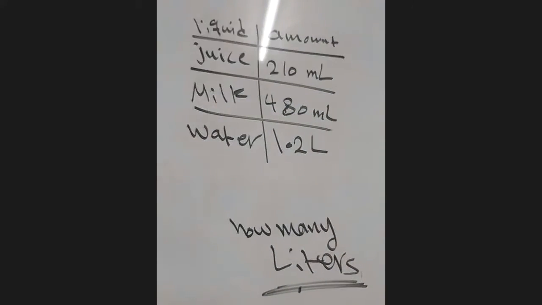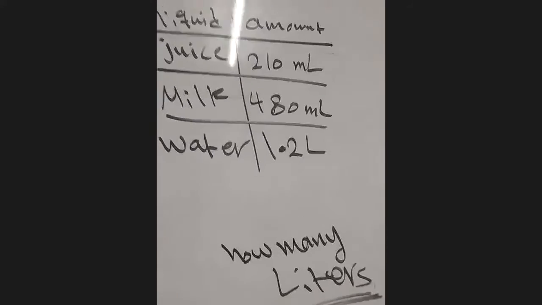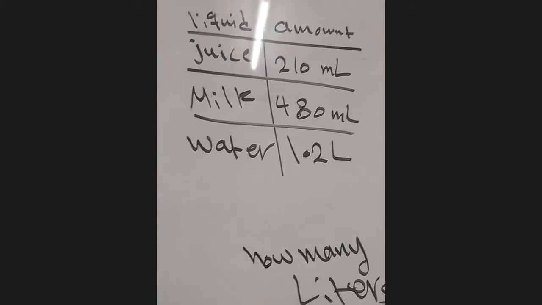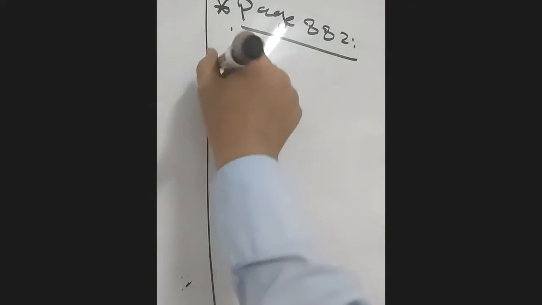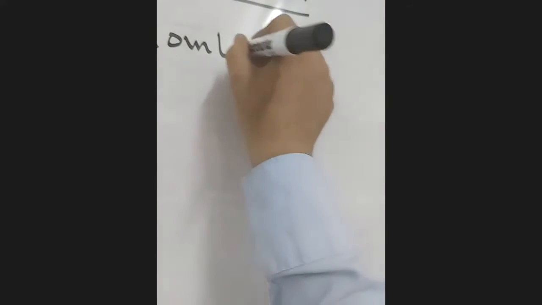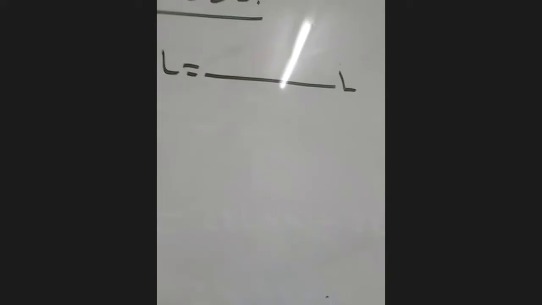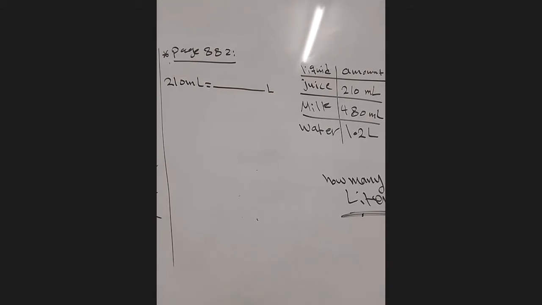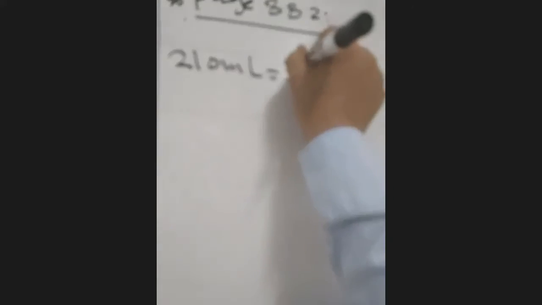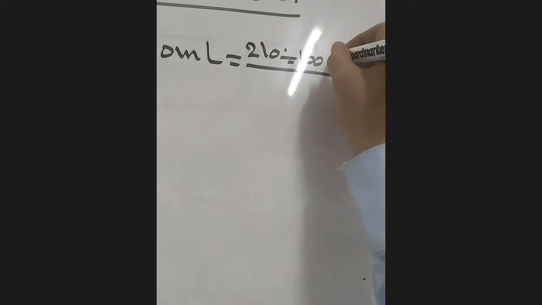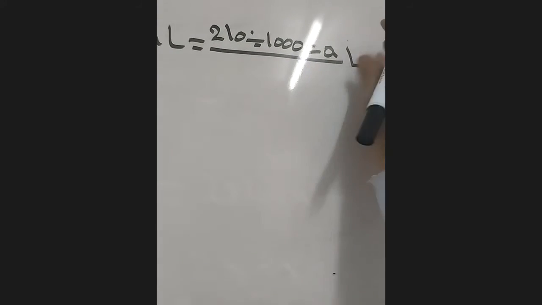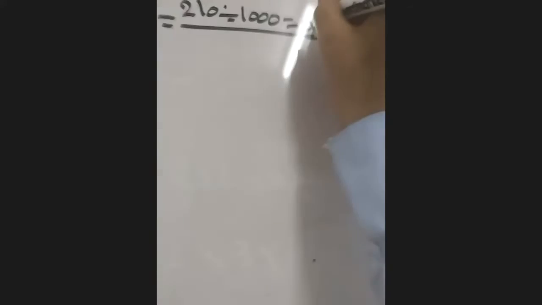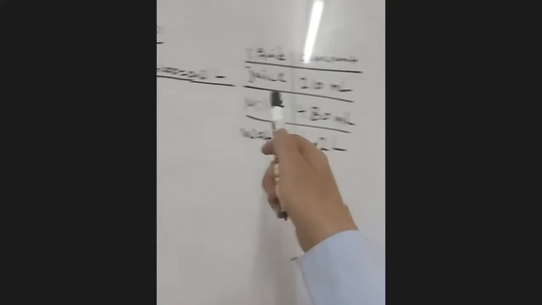Got it? So let's turn the first one. Kareem, are you with me? Yes. 210 milliliters, how much in liters? What will we do? 210 divided by 1,000. Exactly. Divided by 1,000, it will be 0.21 liter, right? Yes.